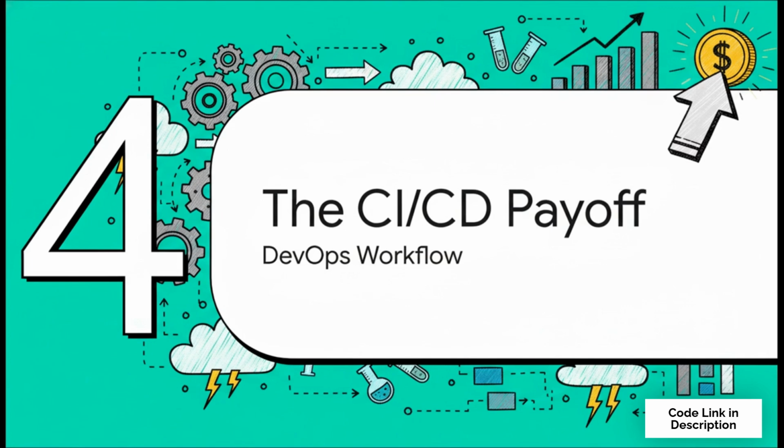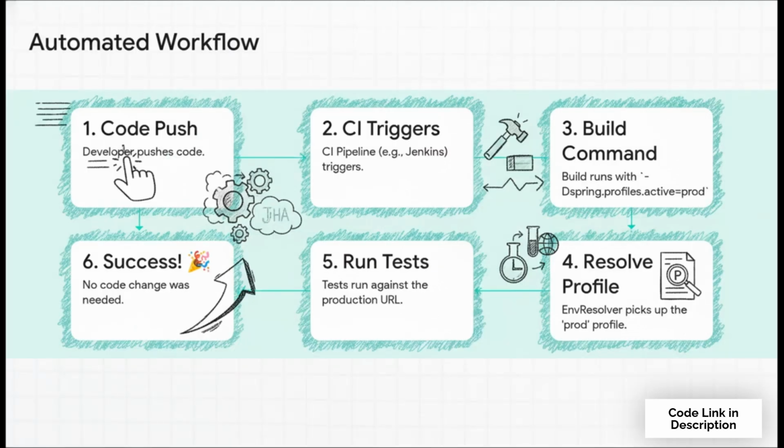All right, let's zoom out and connect all these pieces to the bigger picture. How does this setup actually empower our whole DevOps workflow? This is where we see the real payoff for our work. So, picture this workflow. A developer pushes their code. That automatically triggers our CI pipeline, maybe in Jenkins or GitHub Actions.